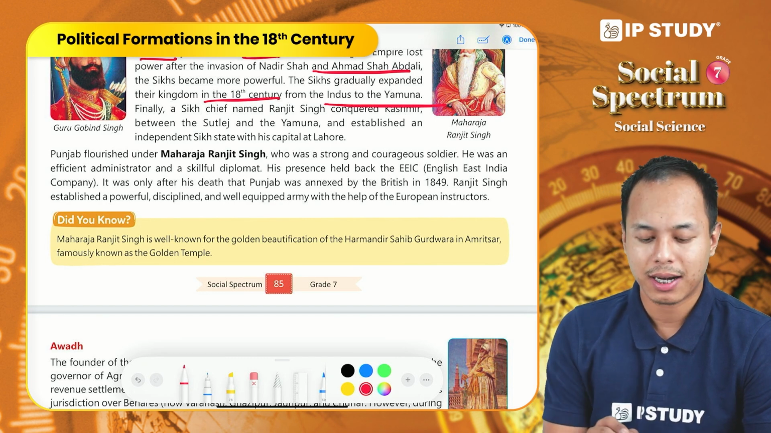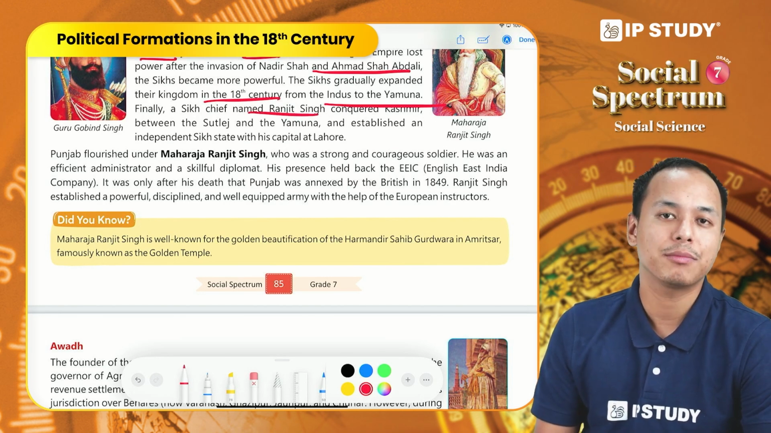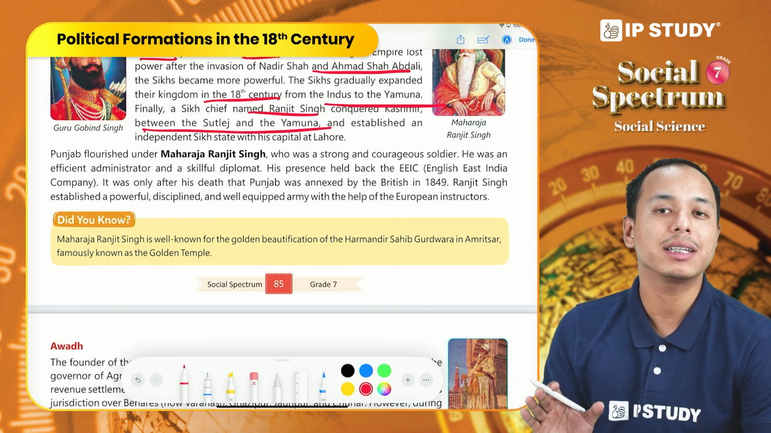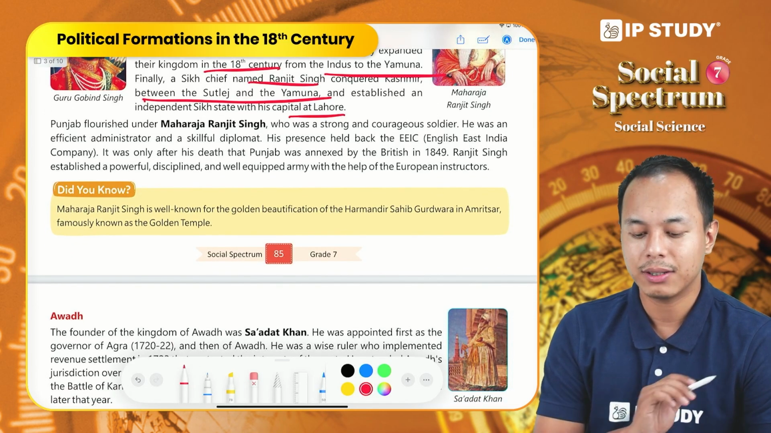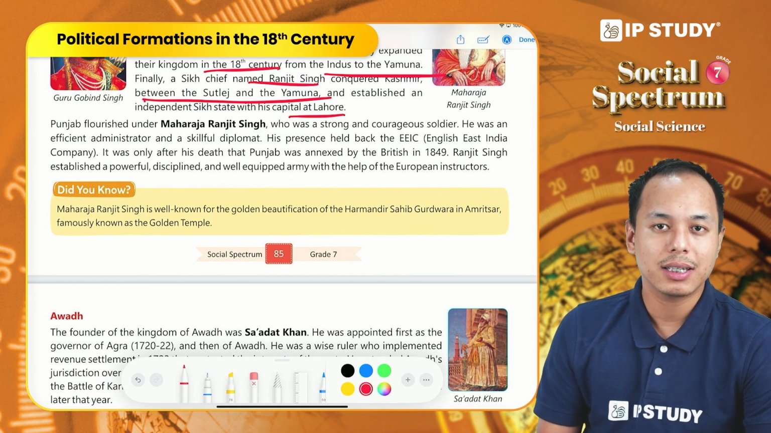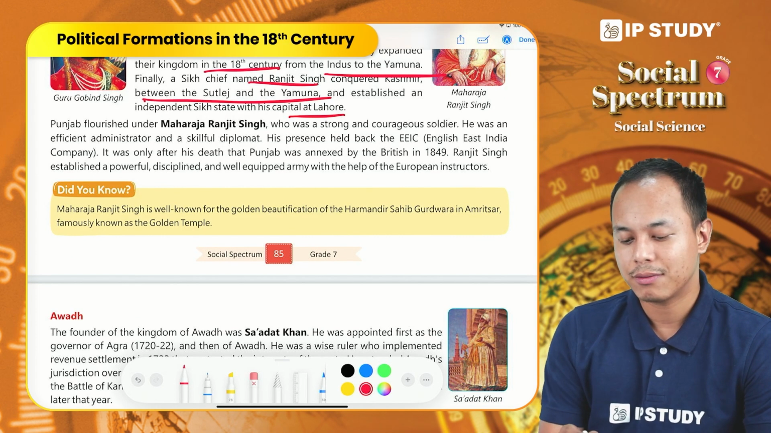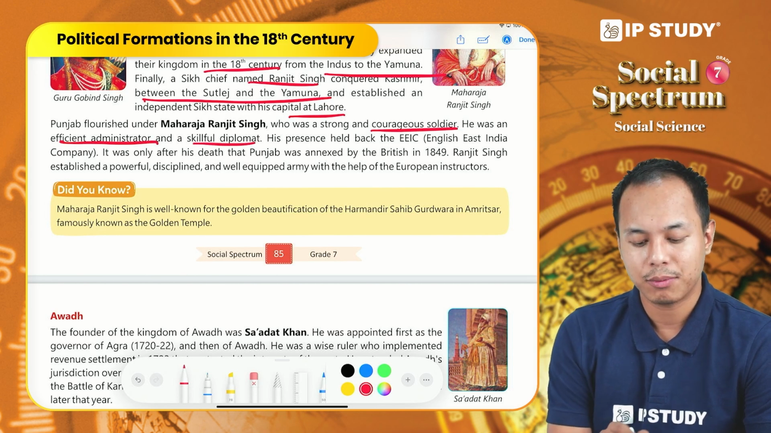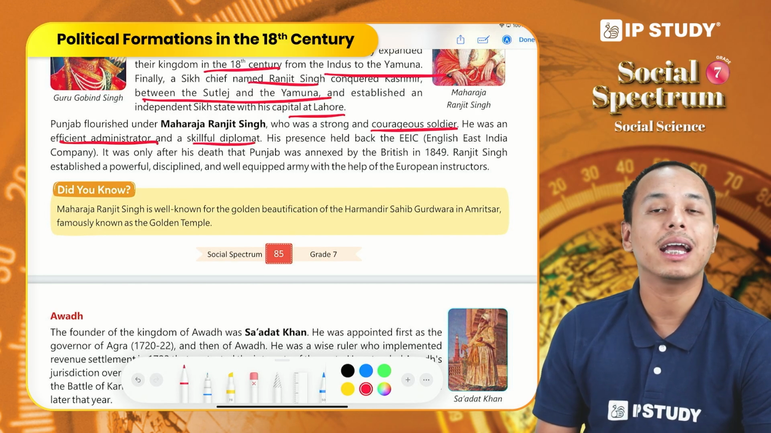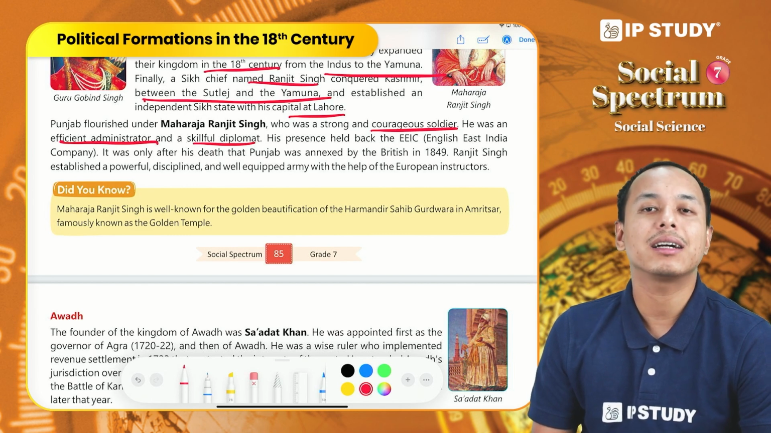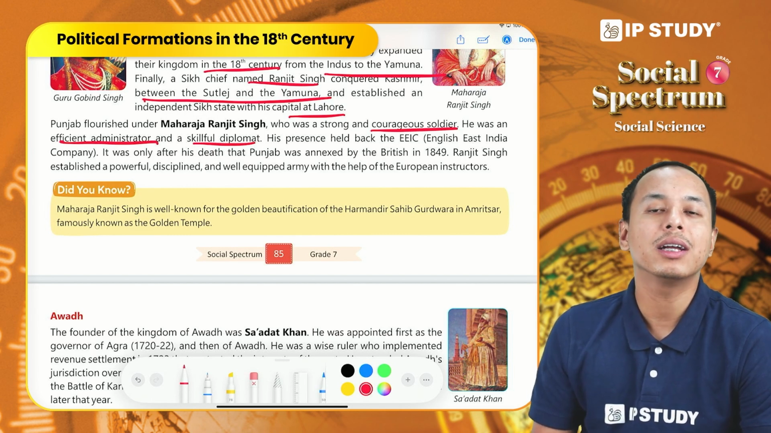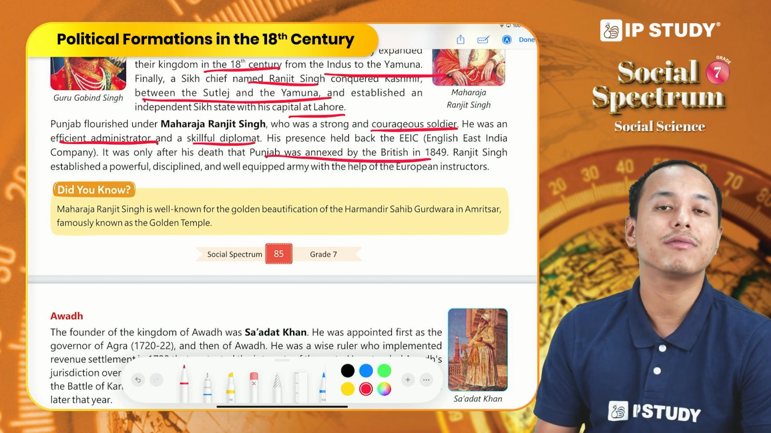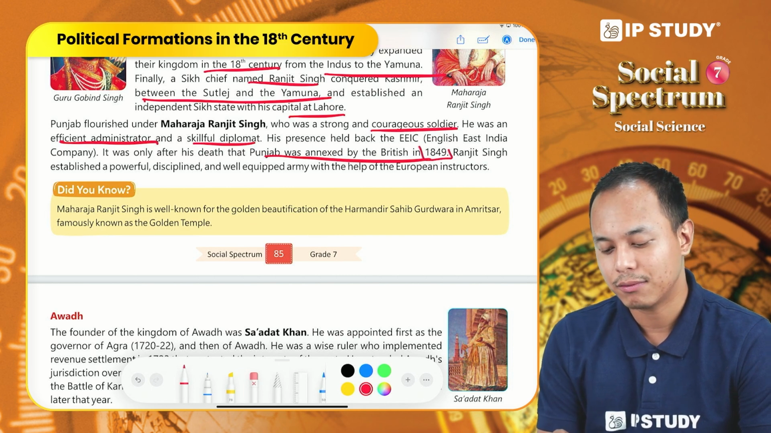It was Maharaja Ranjit Singh who conquered Kashmir and the areas between the Satluj and Yamuna, and established an independent Sikh kingdom with its capital at Lahore. Maharaja Ranjit Singh was a brave warrior as well as an efficient administrator. He was also a very skillful diplomat, and under him the East India Company, or the British, were not able to conquer the Sikhs. It was only after the death of Maharaja Ranjit Singh that Punjab was finally annexed by the British in 1849.